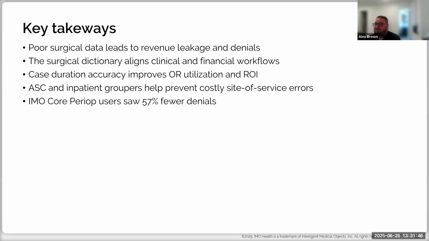Some of the key takeaways are very simple. Poor surgical data can lead to a lot of revenue leakage and denials. When you don't have that file up to date, when you don't have that file as effective and efficient as possible, and it doesn't align well with clinical and financial workflows, you can see significant problems.